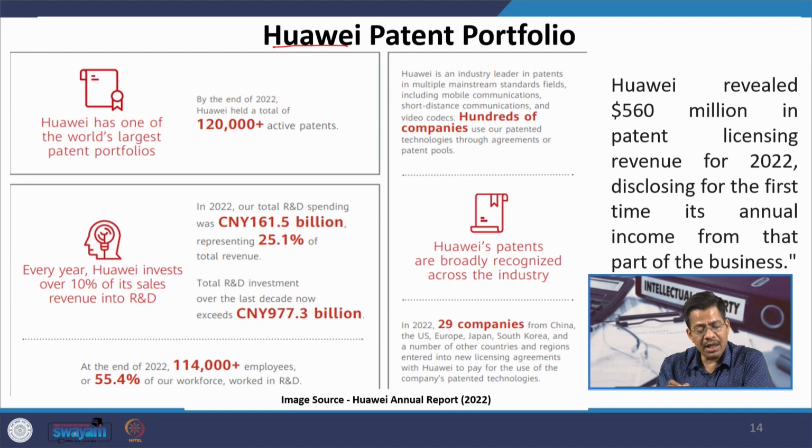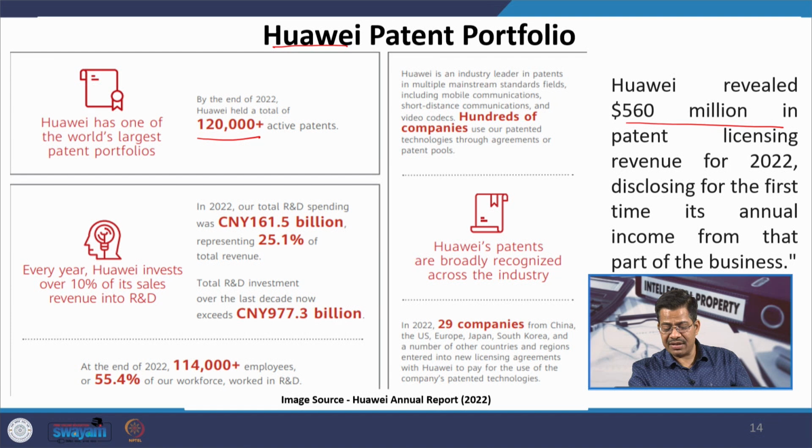It also has a huge portfolio of patents, around 1,20,000 plus patents are available in the IP portfolio of a company like Huawei, and they are also investing a huge amount of their total budget in R&D activities. That is somewhere around $560 million in patent licensing revenue for 2022, disclosing for the first time its annual income from this part of the business.